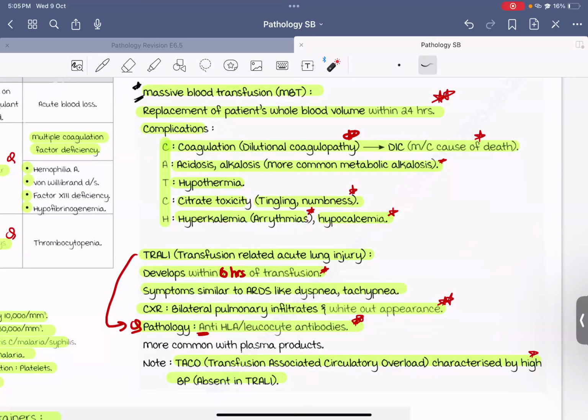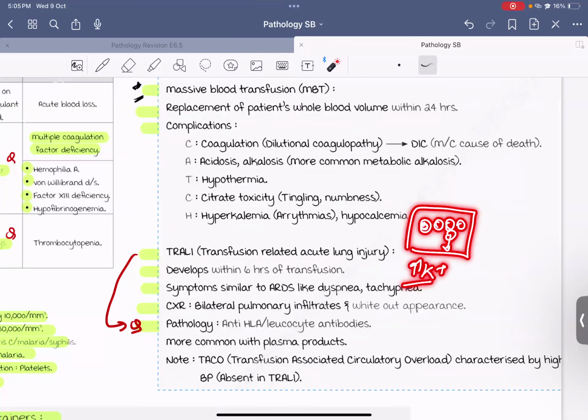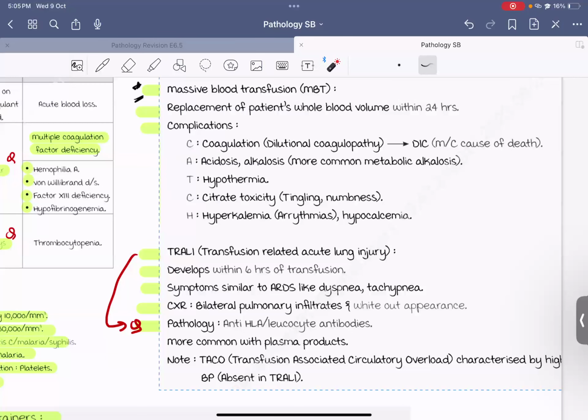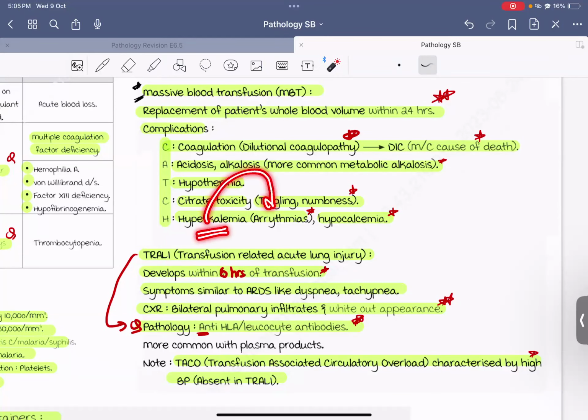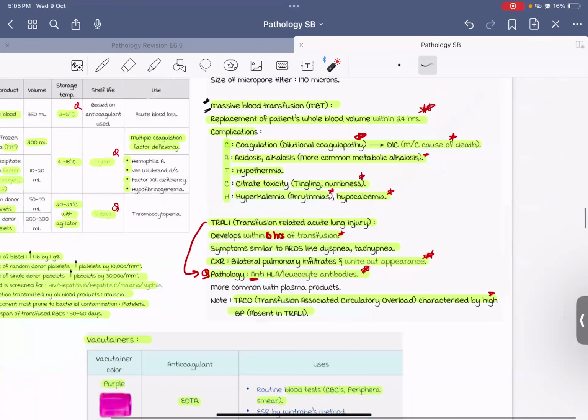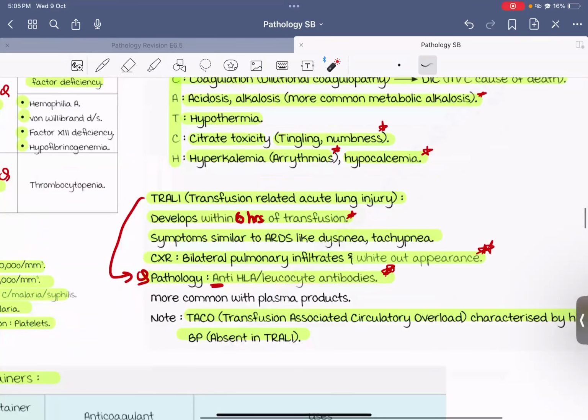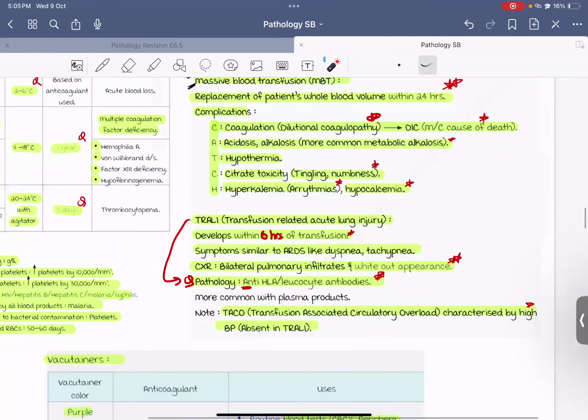Why is there hyperkalemia? Just think once, if this is a blood product, there is RBC. Obviously, there will be some lysis of RBCs. This lysis of RBCs will release the kalium which is already stored in it. That will cause hyperkalemia, and this hyperkalemia is responsible for the arrhythmias. Now, you understood until here. It's easy, right?